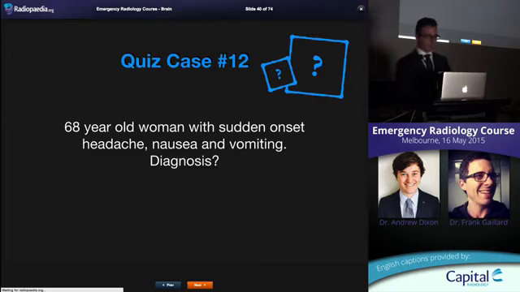And our next case was of a 68-year-old woman with sudden onset headache, nausea and vomiting, diagnosis.